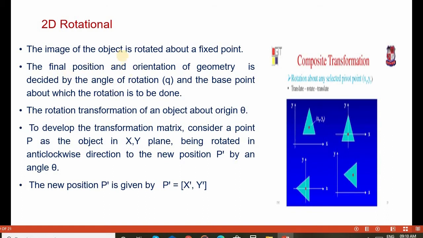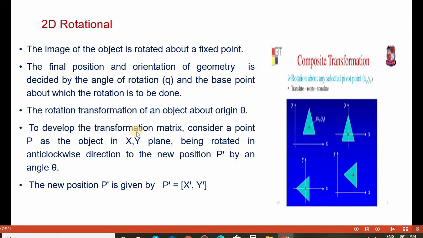This figure shows the original object. Here it is slightly varied, and here it is varied at different angles. Here also it is varied at different angles. So according to the angle of rotation, the image has been rotated about the base point, the fixed point. Only the angle of rotation will change.